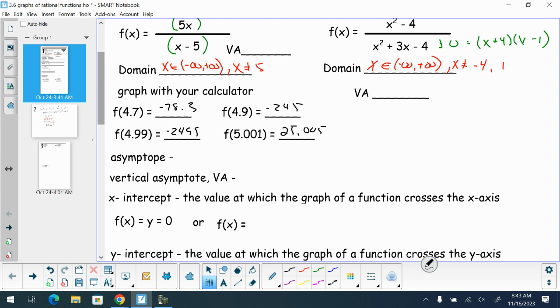But as we get closer to 5 from this side, we start getting really big towards the negative world. If we look at a number line here, at the value of 5, as we come in from the right-hand side, we get really big in the positive direction. As we come in from the left, we get really big in the negative direction.